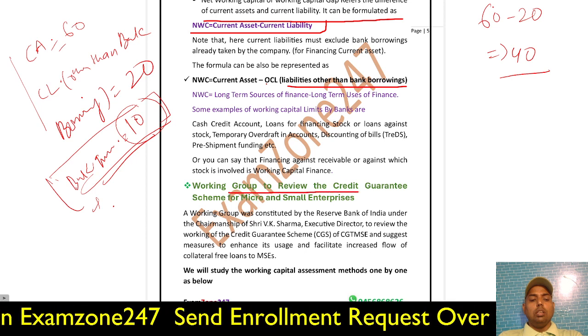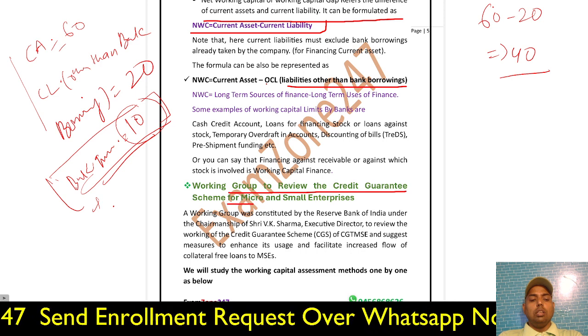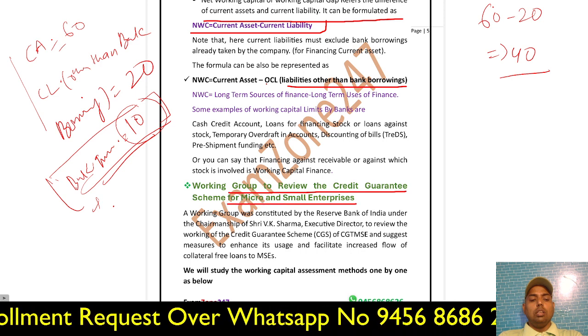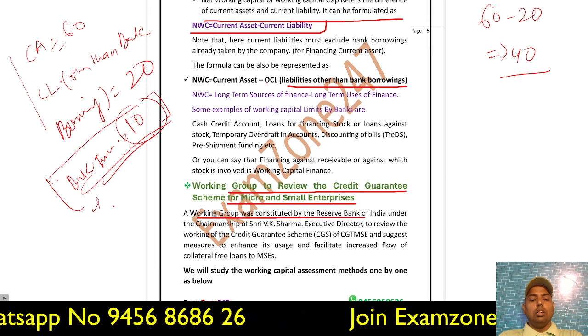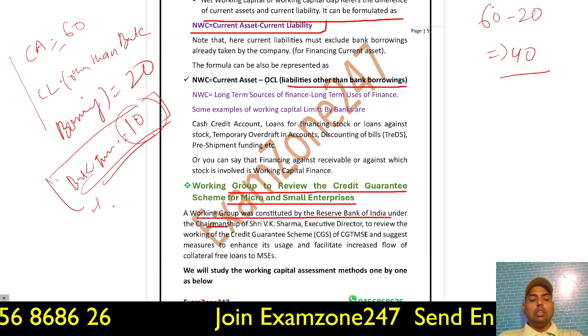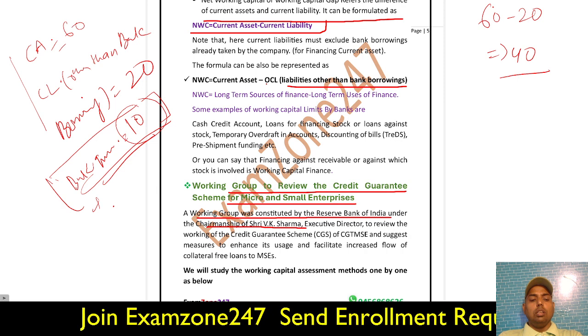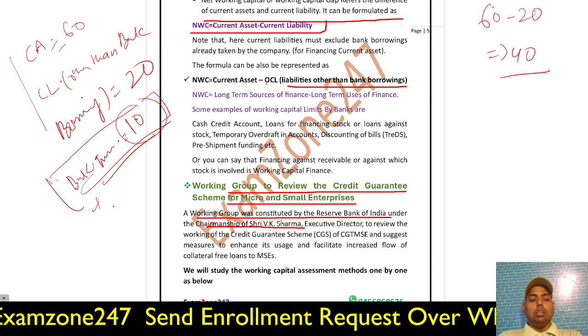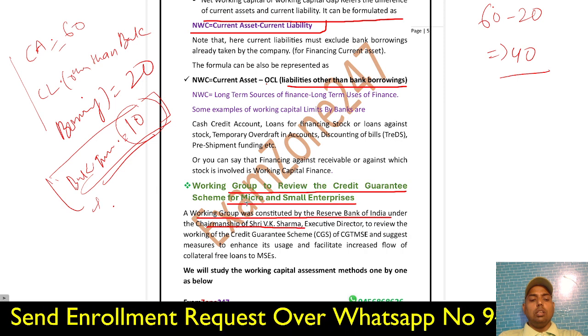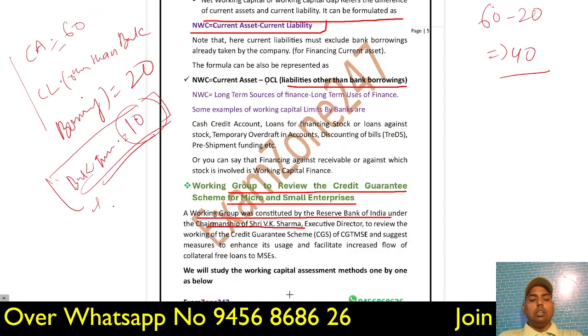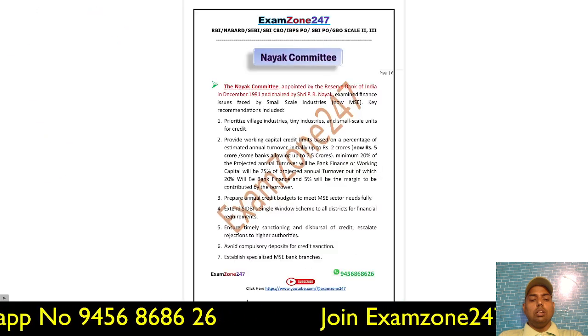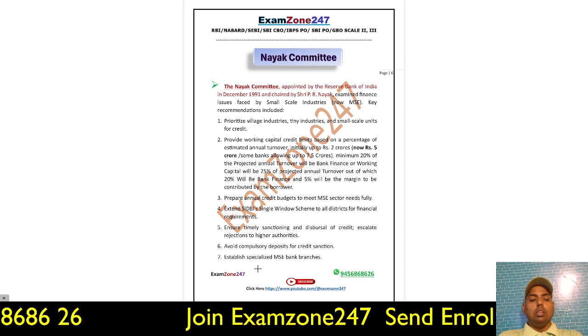Working group to review the credit guarantee scheme for micro and small enterprises. A working group constituted by RBI under the chairmanship of VK Sharma, okay, to see the credit guarantee scheme for micro and small enterprises. Now we will be studying working capital assessment methods.